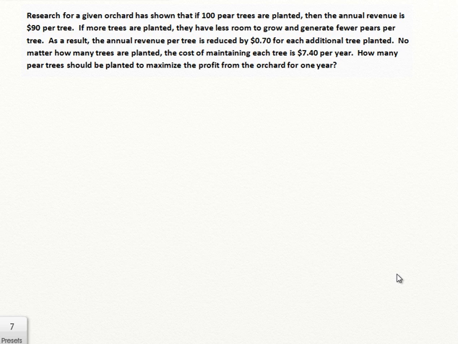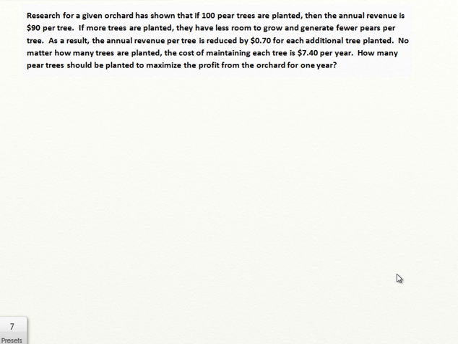Now, the problem with this is the more trees they plant, the less room each tree has, and its revenue, or its number of pears that it generates, goes down, so that the revenue decreases. And analysis has shown that every tree that is added to the orchard results in the other trees' production being reduced by 70 cents. Okay, so there's the revenue. They're describing how the orchard makes money or gets money coming in.